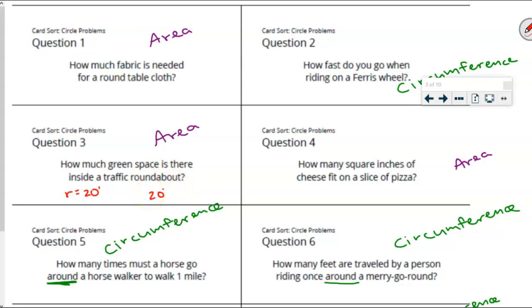Yes, we need to square 20 feet. After I square 20 feet, is that all? What else? Yes, we need to multiply it by pi because that is what we're finding. Area is the radius squared times pi. So I'm squaring our estimated radius, multiplying it by pi. Let's do that together. 20 squared times pi.